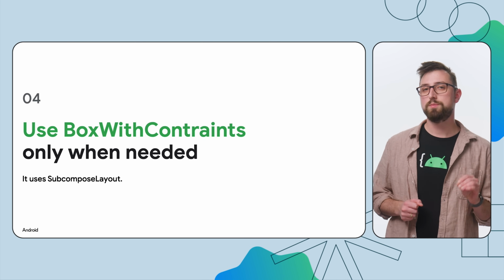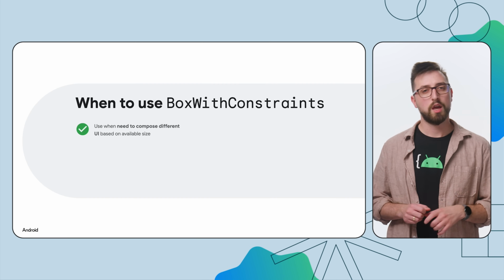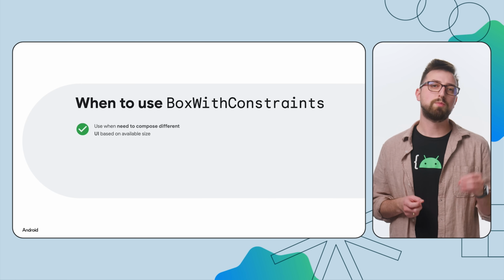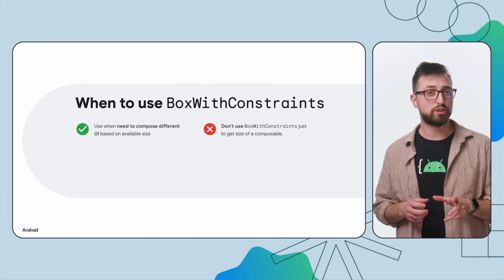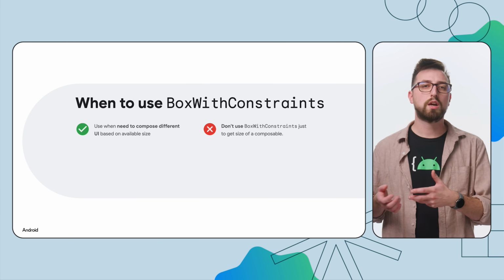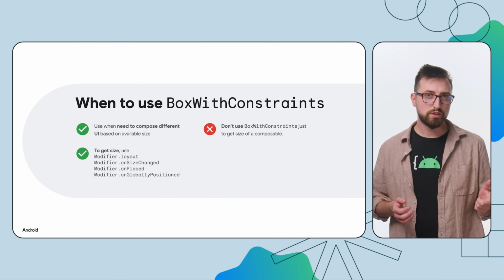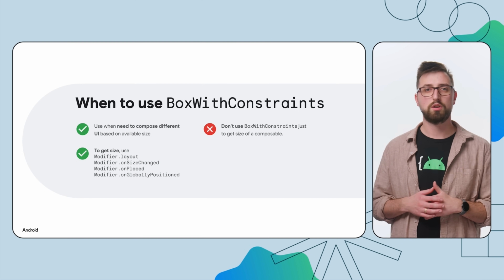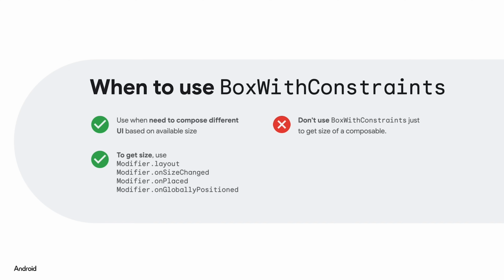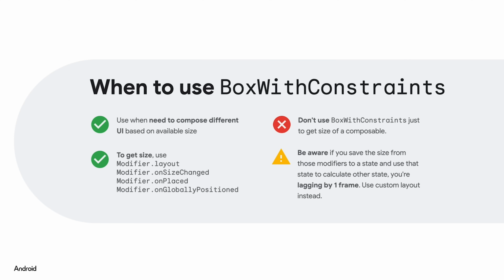Number 4. Use BoxWithConstraints only when you need it. The good use case for BoxWithConstraints is when you want to compose different UI based on available size. But we've seen usages just to get size of a composable, which comes with unnecessary overhead. If you need to get size of a composable, you can use modifier layout, modifier on size changed, on placed, or on globally positioned. Be aware though, if you use one of those modifiers and you set the size to a state which you then read from a different composable, you're effectively lagging your UI by one frame. So it's better to use a custom layout in this case.